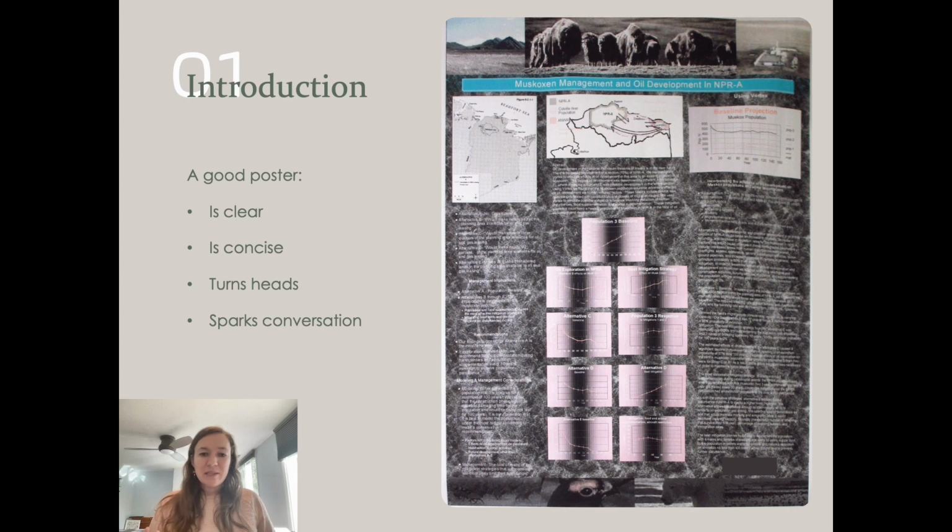So ultimately what we're going for when we're making a poster is something that is not only clear, so your science or your research is represented clearly, but also is concise. You want to get straight to the point of why you are presenting this research. You want to turn heads, make sure that it is attractive enough that people actually want to stop, and then ultimately it will spark conversation so that you can have those really valuable one-on-one conversations in this conference context.